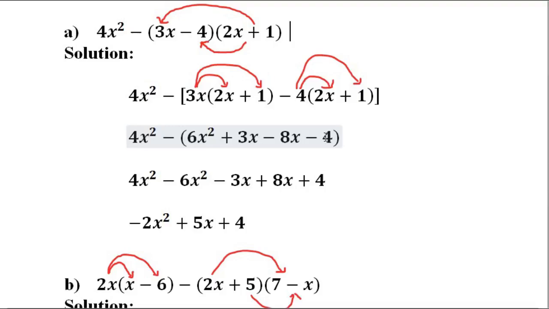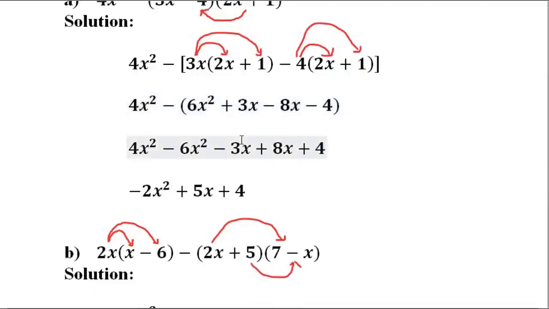Since we have a negative sign before parentheses, I'll multiply the negative sign by each term in the parentheses to get the negative of the expression. We have negative times positive 6x squared, negative 6x squared, negative times positive 3x, negative 3x, negative times negative 8x, positive 8x, and negative times negative 4, positive 4.